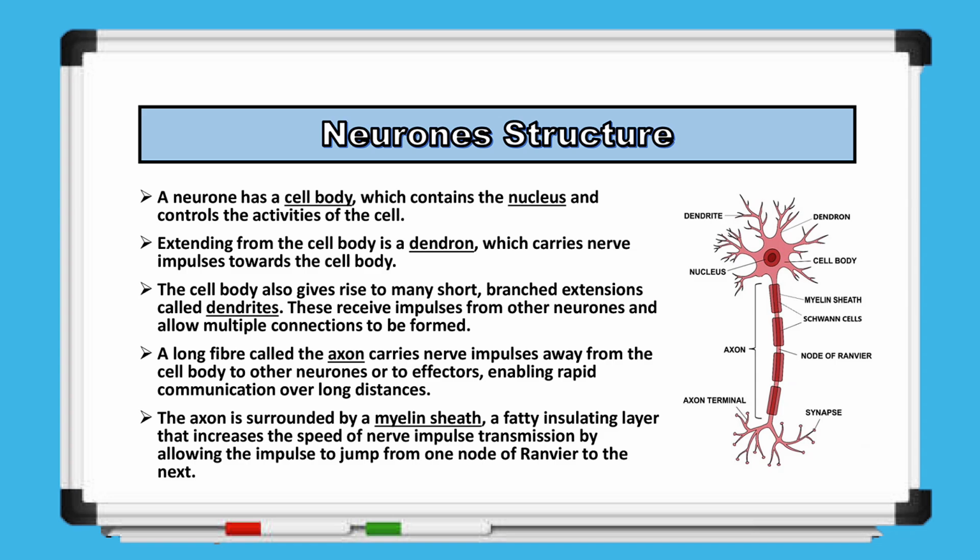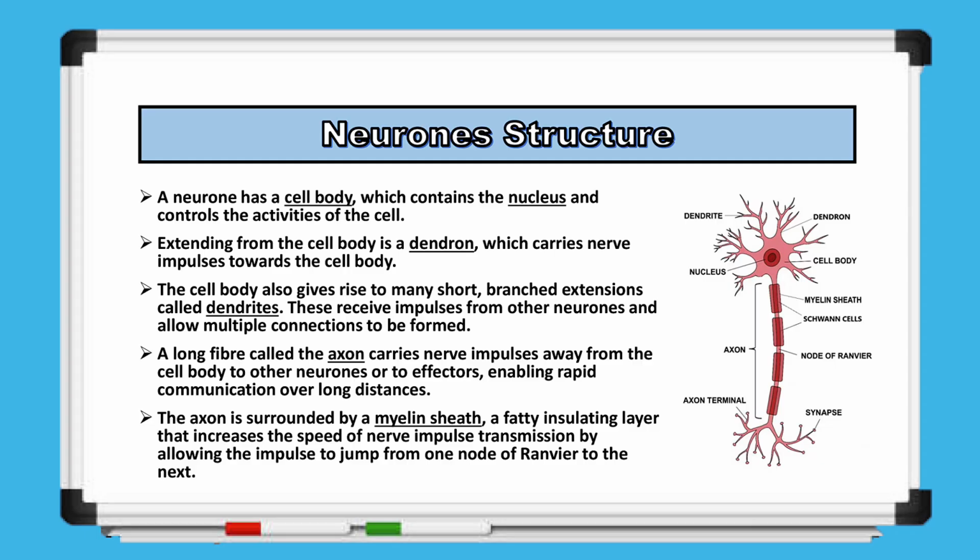A long fiber known as the axon carries nerve impulses away from the cell body to other neurons or to effectors, allowing quick communication across long distances. The axon is covered by a myelin sheath, which is a fatty insulating layer. This sheath speeds up the transmission of nerve impulses by allowing them to jump from one node of Ranvier to the next.